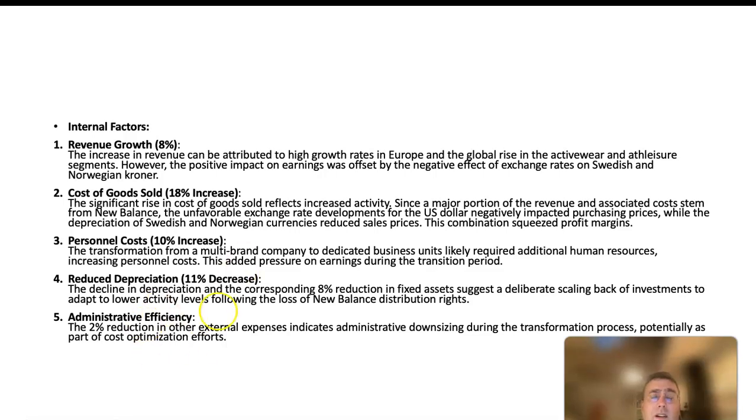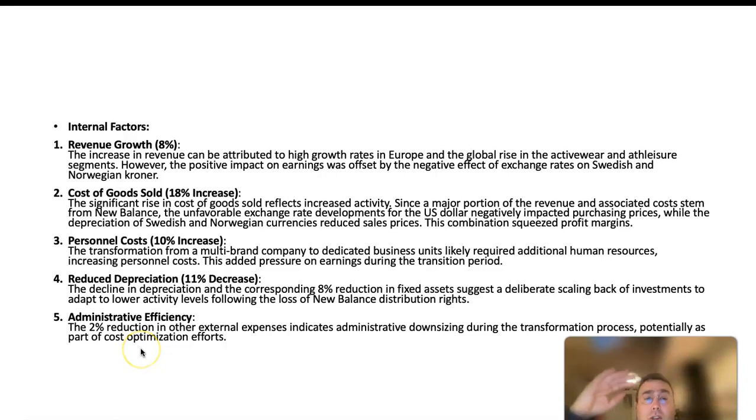They also have reduced depreciation. The decline in depreciation and the corresponding 8% reduction in fixed assets suggest scaling back of investments to adapt to a lower activity level following the loss of distribution rights of New Balance. Guys, we have a situation where we used to have New Balance, and now we are trying to take back the activity, so it's not as strong as it was before.